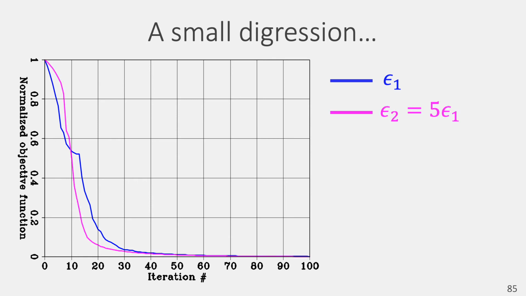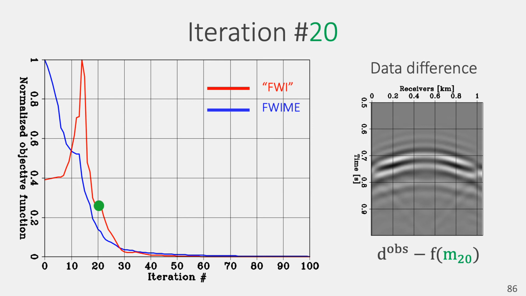Now if we perform the same FWIME inversion, but this time with a higher constant epsilon value, say epsilon 2 equals 5 times epsilon 1, the new FWIME convergence curve is much more convex, as we can see from the pink curve shown in the plot. This also illustrates the importance of this trade-off parameter in our inversion. Though we do not have an automatic way to select it yet, we will explain how we can estimate it in the next video. Once our inversion has passed this tipping point, it converges more rapidly to the global minimum.